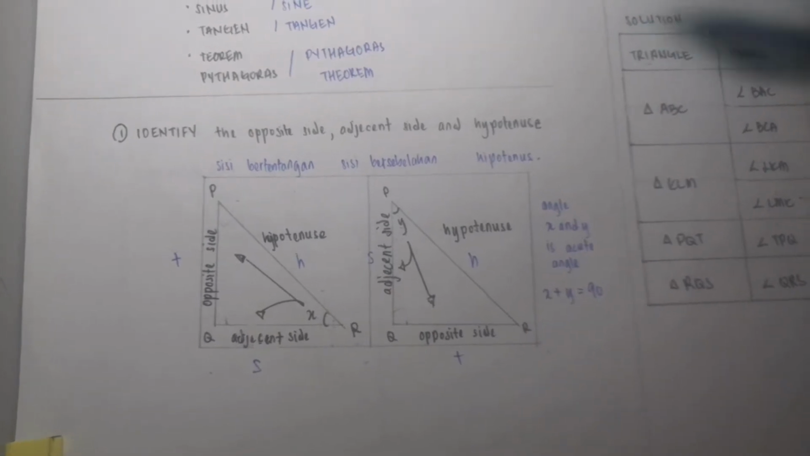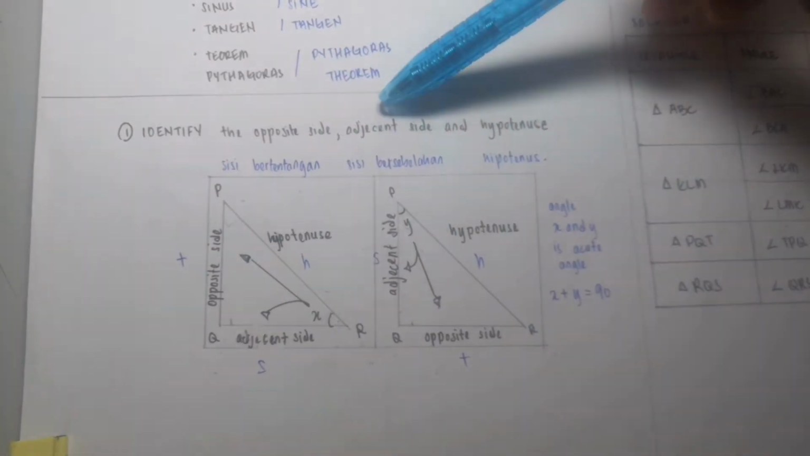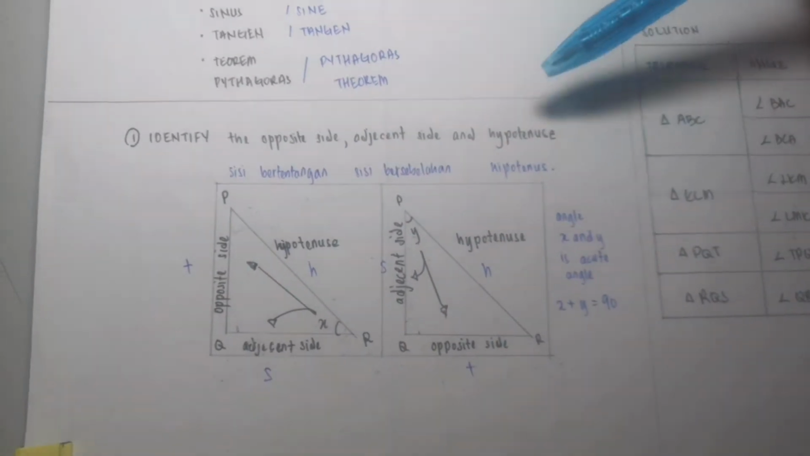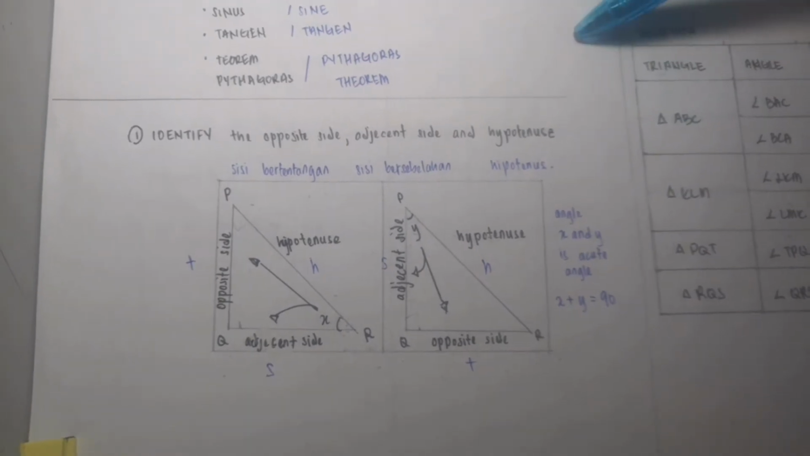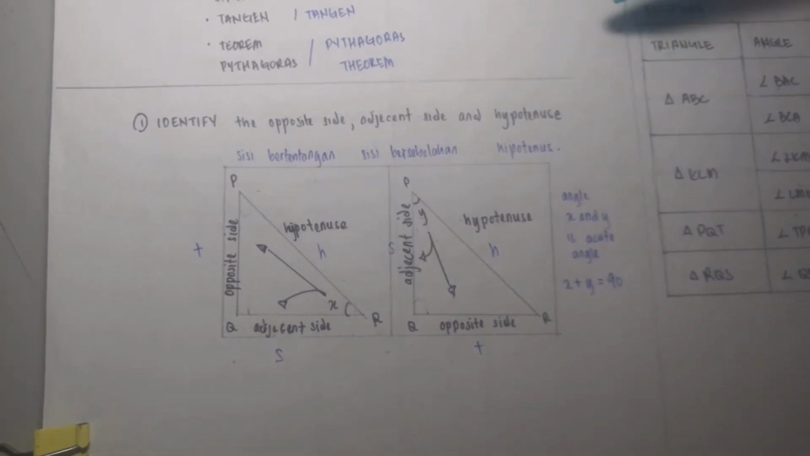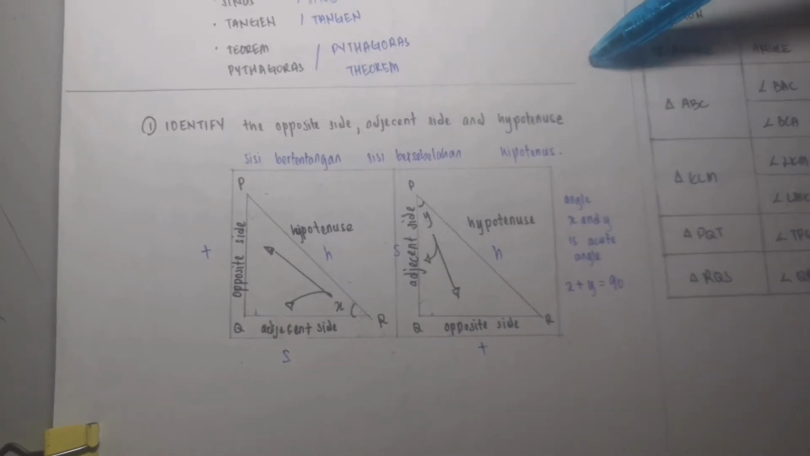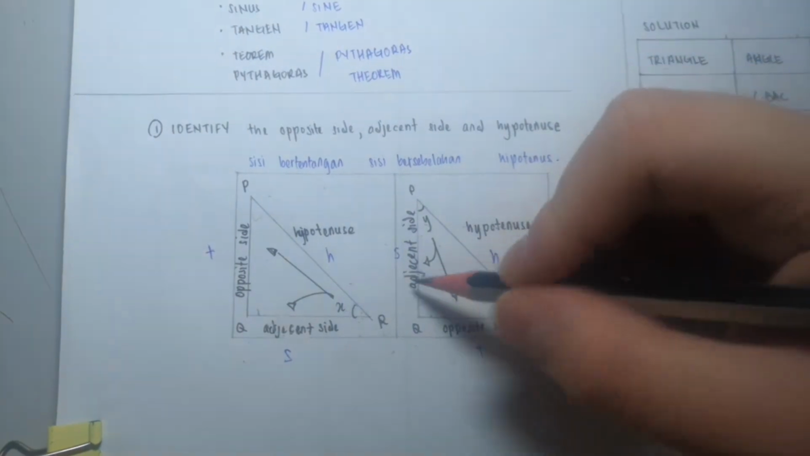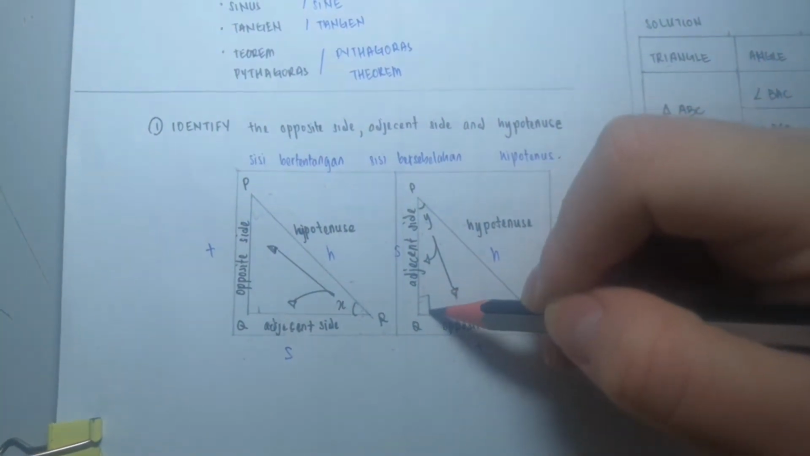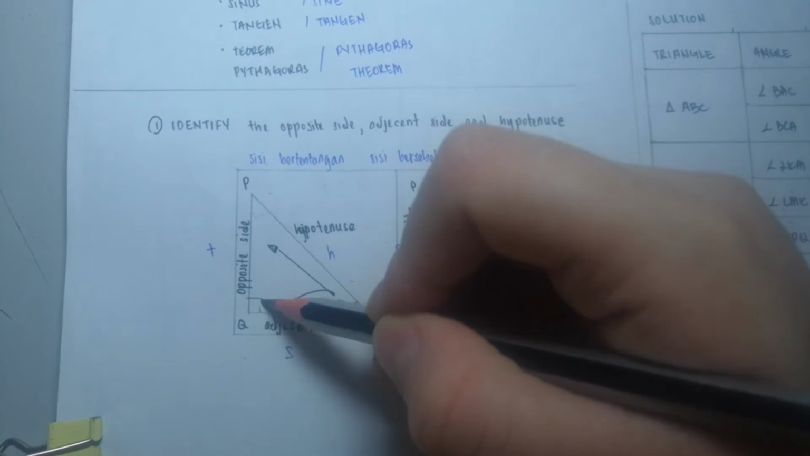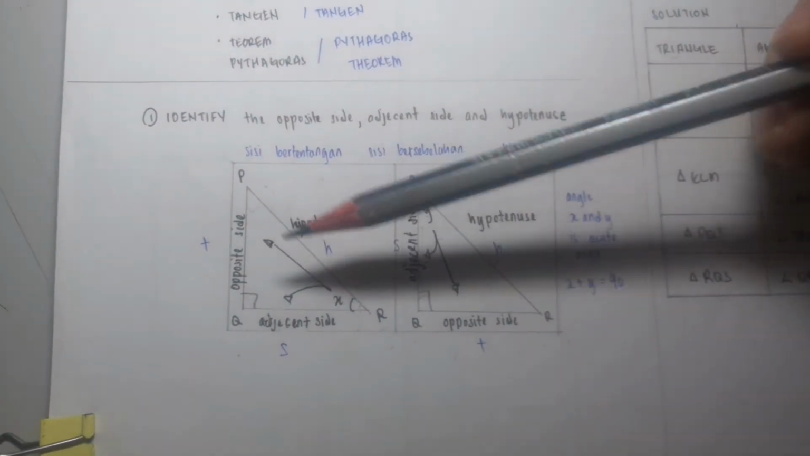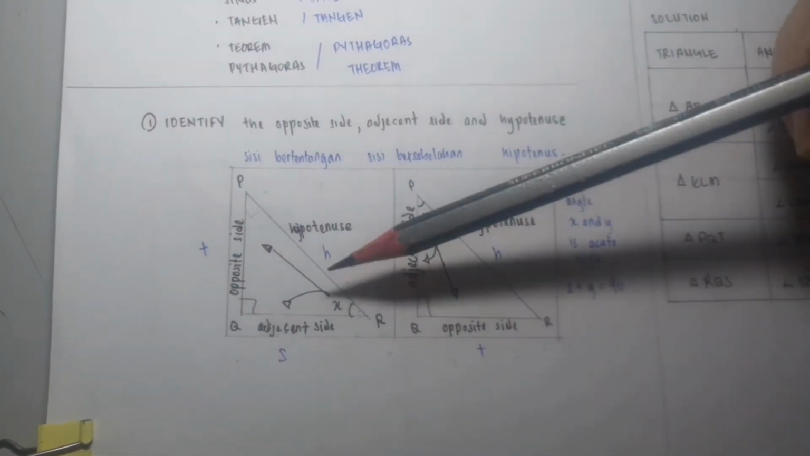Continue with identifying the opposite side, adjacent side, and hypotenuse. This is mostly used when we find a right-angled triangle. What is the meaning of a right-angled triangle? It means we have a 90 degree angle in one angle of the triangle, and we can see it very clearly, which is here and here. Let's identify.